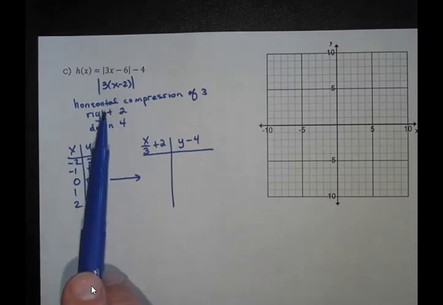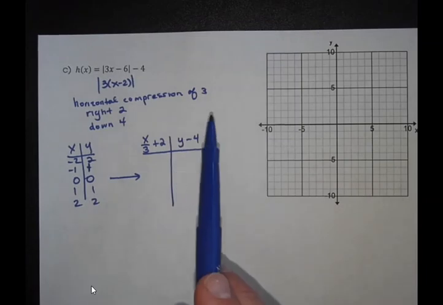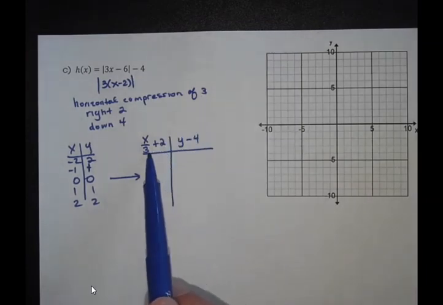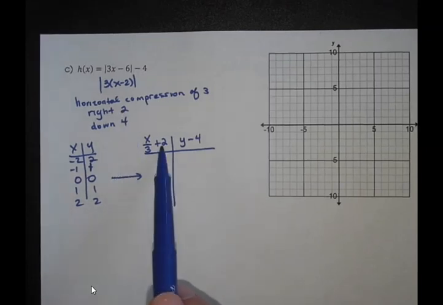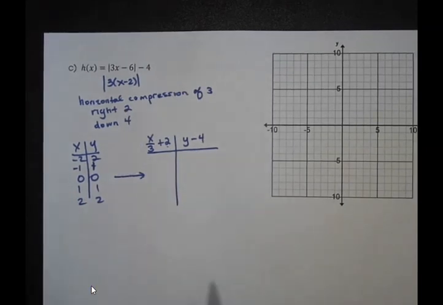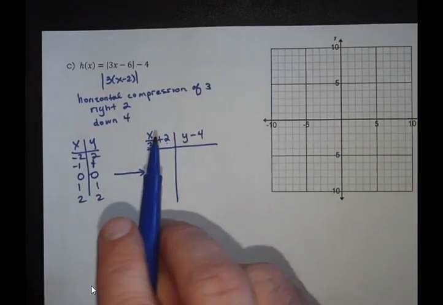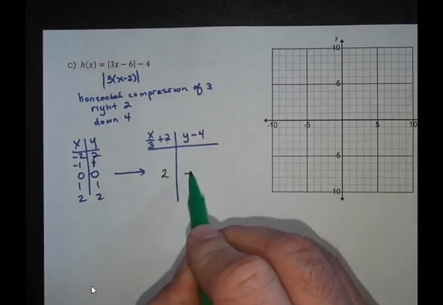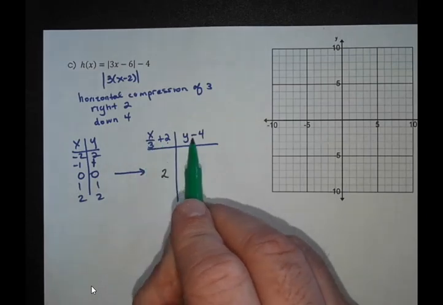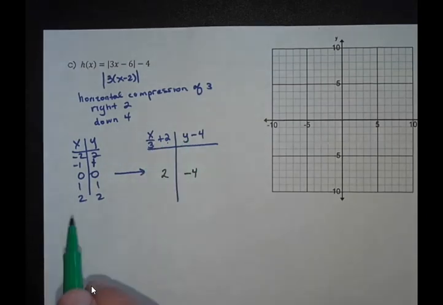That's where I got the -2. That tells me right 2, down 4. And when I have a compression of 3, we're dividing by 3, right 2, and then -4. So again, I would start off with my 0 point. So 0, 0 goes to 2, -4. If I put in 0 there for x, 0 there for y.